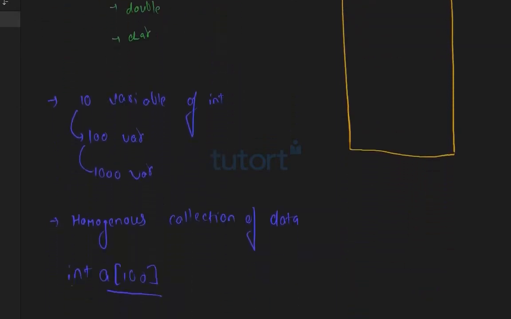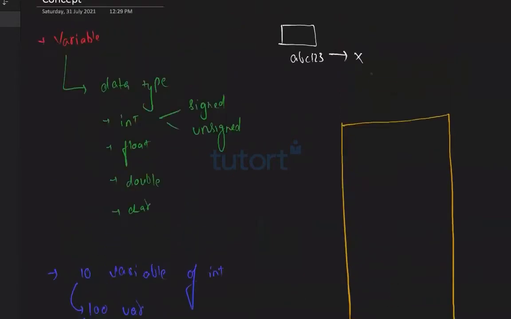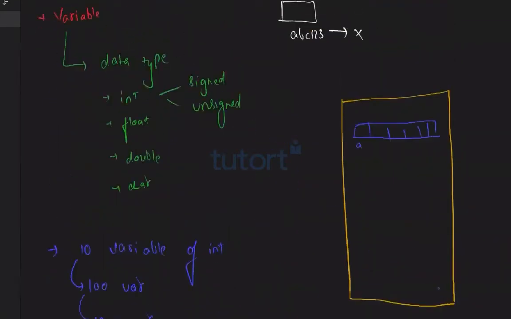An array always takes contiguous memory locations. Contiguous memory location means it will be one by one. This is the first memory address, this is the second, so I will write AD1, AD2, AD3 like that. So it always takes contiguous locations in the memory address space.